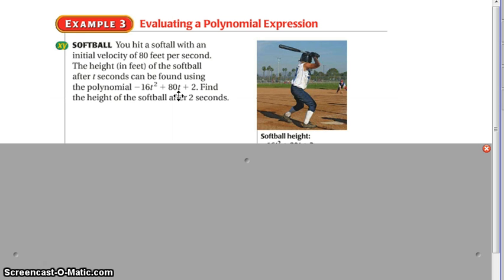Boom. And then there's this negative piece of the expression. Negative 16 t squared. And so when you hit the ball, what is pulling on it? Why doesn't it go to outer space?